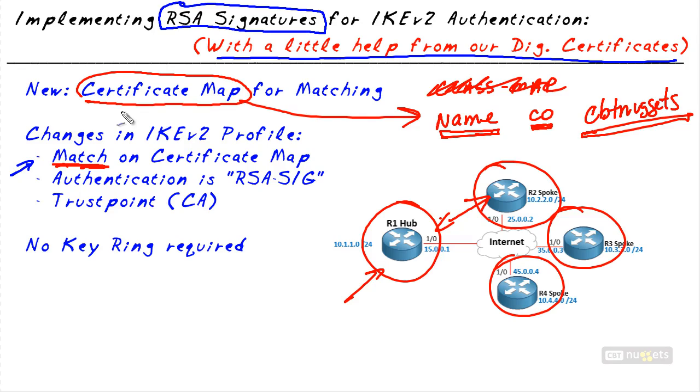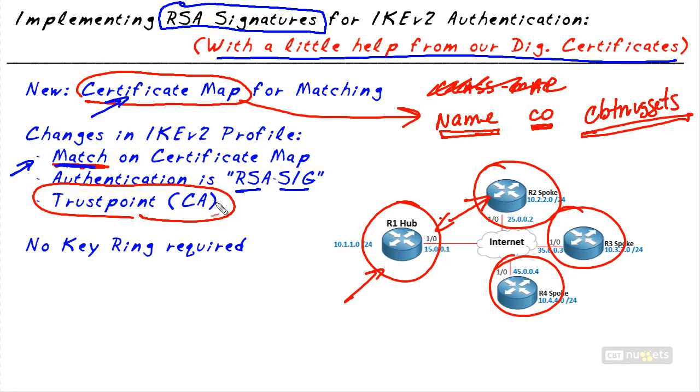So as far as what's new, we're going to create this simple certificate map that says what we're looking for inside of the certificate that we received from a peer. We're going to say that we want to match on that new certificate map. And then we're going to change the authentication for local and remote from pre-share to RSA Sig. The other item we're going to specify is the trust point, which links to the CA server that we trust.